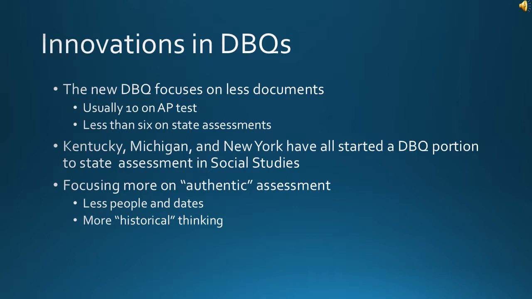The purpose of these DBQs is to focus on a more authentic assessment of what history is. History can't be reduced to a series of names and dates, is the argument that most historians make. We want to teach the students, yes, that George Washington was the first president and Abraham Lincoln was president during the Civil War, of course, but it's not as important to know that George Washington became president in 1789 and Abraham Lincoln was president from 1860 to 65. We want to know why these figures are important and place them into a historical context.